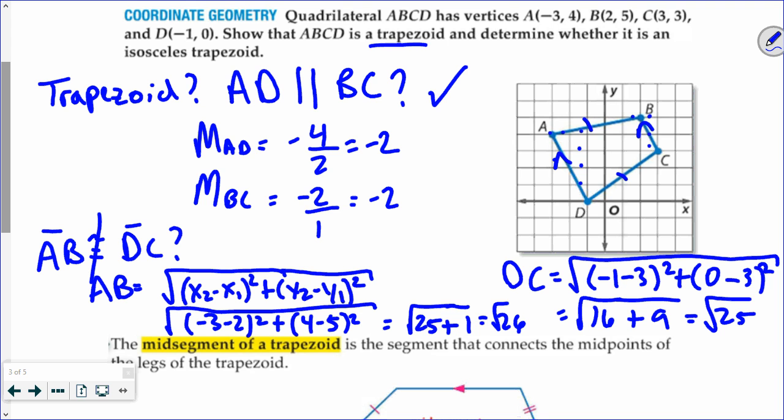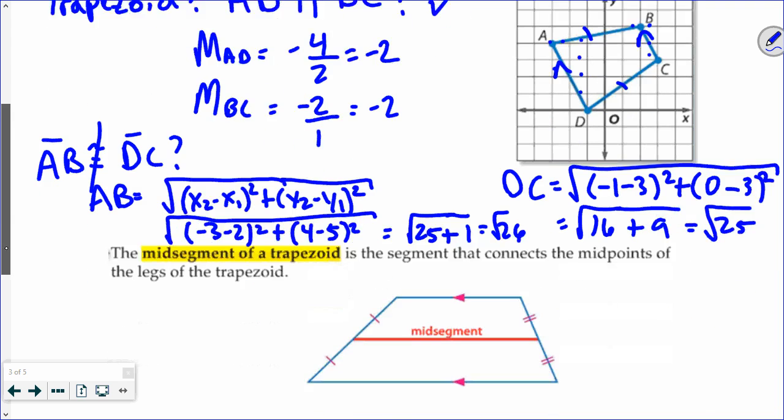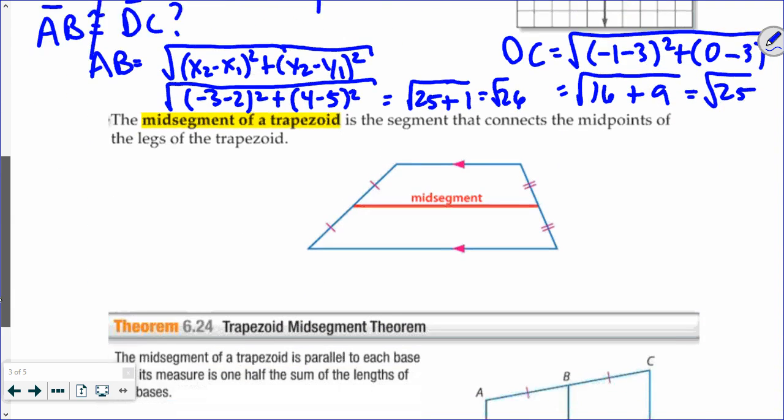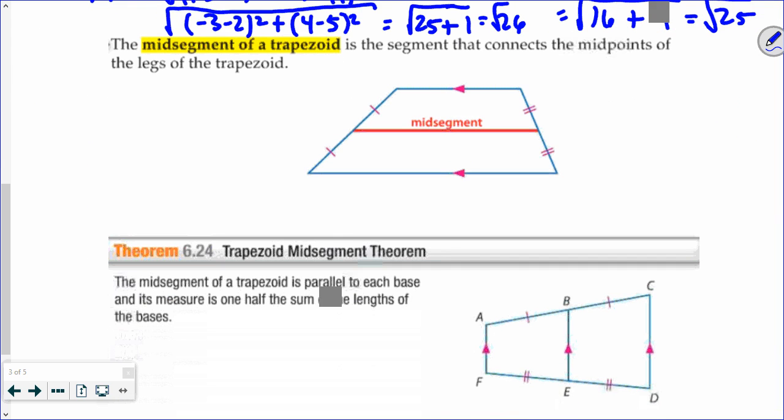All right. So let's continue. Learn another theorem here. A midsegment of a trapezoid is the segment that connects the midpoints of the legs of the trapezoid. So, as we see in this diagram, we have midpoint, midpoint, and we connect those. We call that the midsegment.